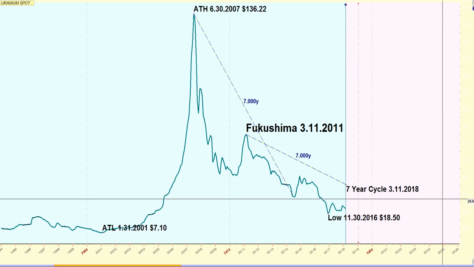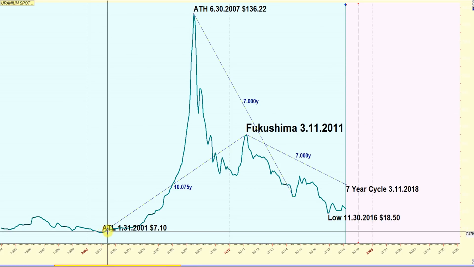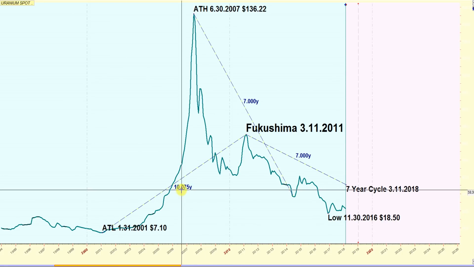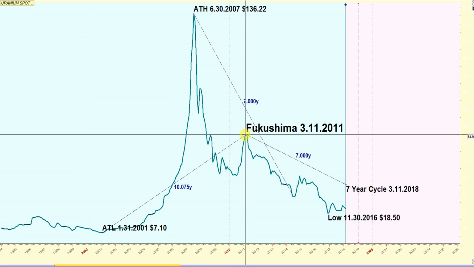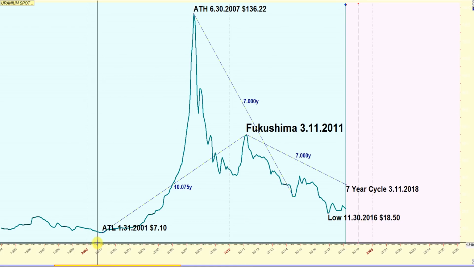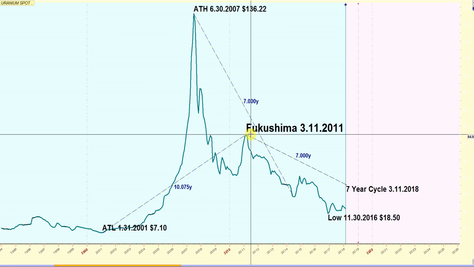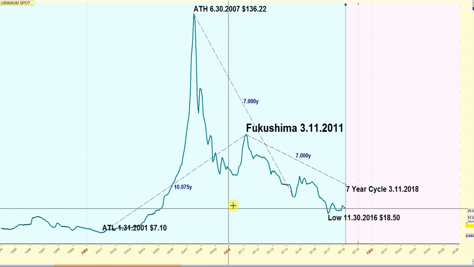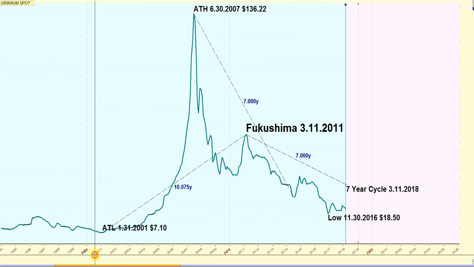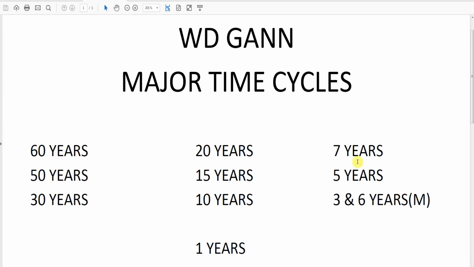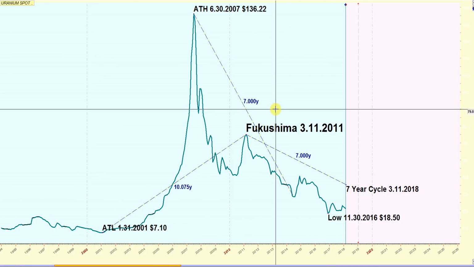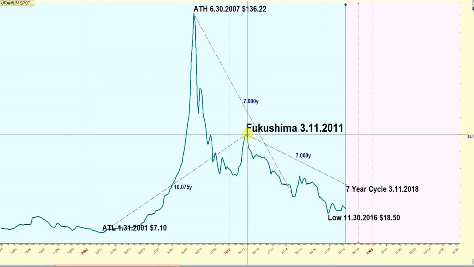Let's go to the 10-year cycle. Let's see what's happened in the 10-year. From the all-time low, and this is not exactly 10 years, but you can see it was 10.075 years. Look at that. You got the Fukushima blast off from the all-time low. What does that mean? Isn't that crazy? These numbers, it's just something happens. No one expected Fukushima to blow off its top there.